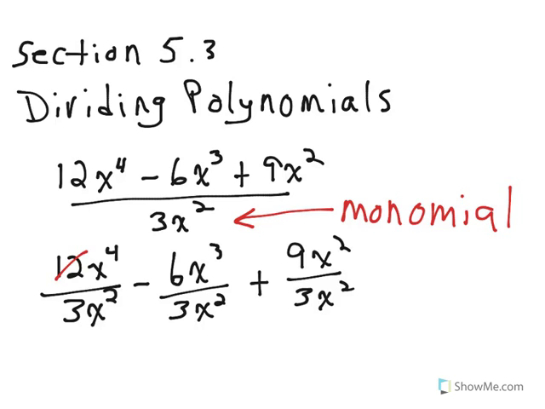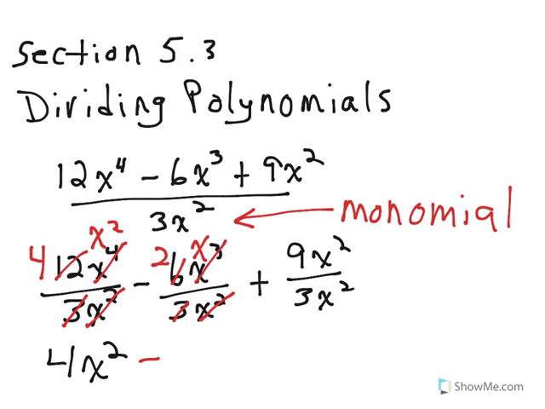12 divided by 3 is 4. X to the fourth divided by x squared is x to the second. So that gives us 4x squared for that first fraction. In the next one, 6 divided by 3 is 2, and x to the third divided by x squared is x to the first power, leaving 2x for the second fraction.